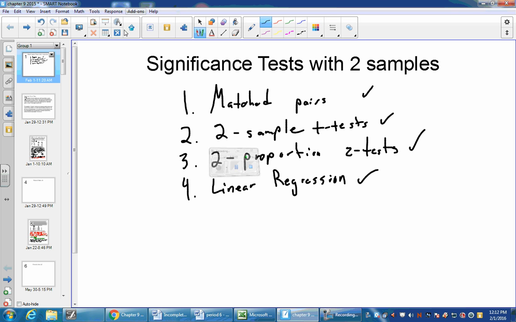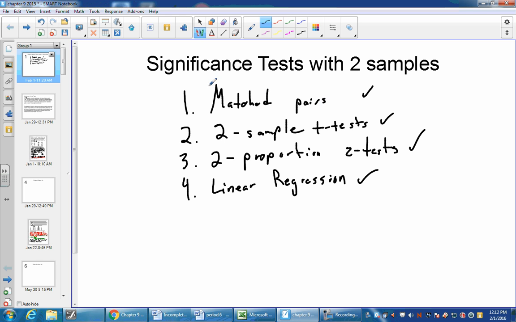Hello. This chapter we're going to be doing significance tests with two samples. There are four main types that we're going to look at. We're going to look at matched pairs, two-sample t-test, two-proportion z-test, and a linear regression t-test for means. Now, it kind of goes in order in difficulty or maybe a difference from what we did last chapter.